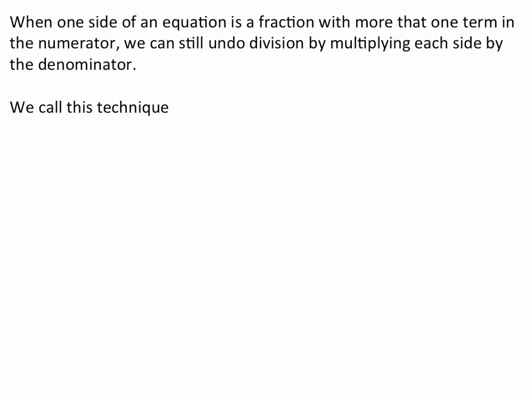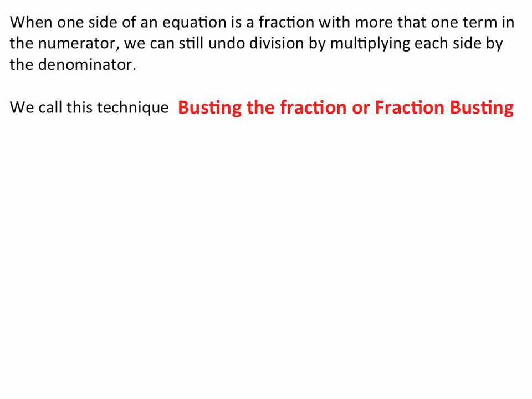So in these last couple examples, we've had some fractions that we've been getting rid of. So when one side of an equation is a fraction with more than one term in the numerator, we can still undo division by multiplying each side by the denominator. So we've seen a couple examples of that. We call that busting the fraction or fraction busting. Okay, so those are a couple names for the same thing.